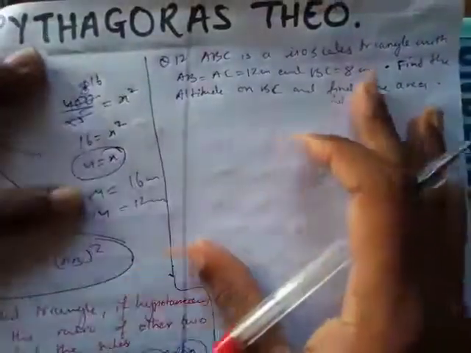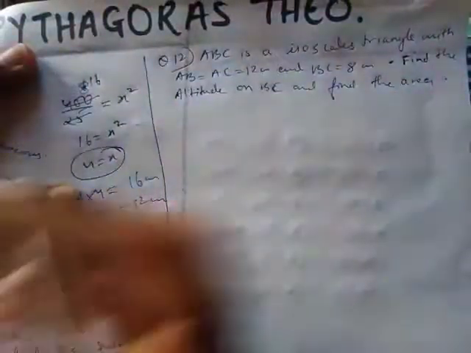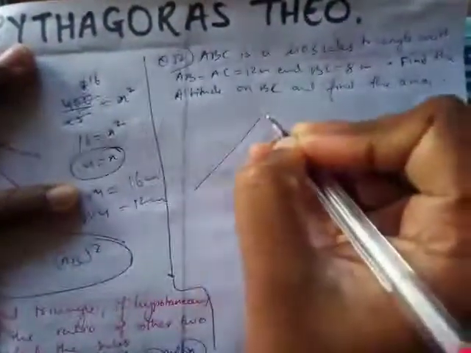Okay, let's have a look at question number 12. Question number 12 says, ABC is an isosceles triangle. So I'm going to make an isosceles triangle like this.